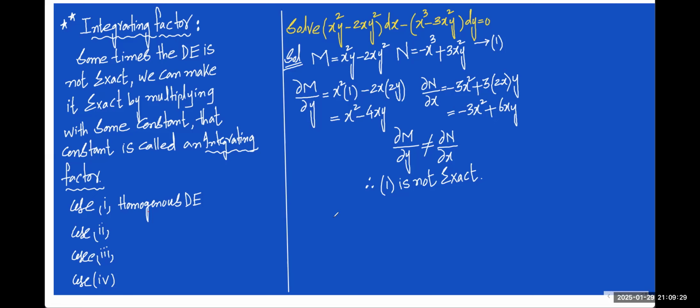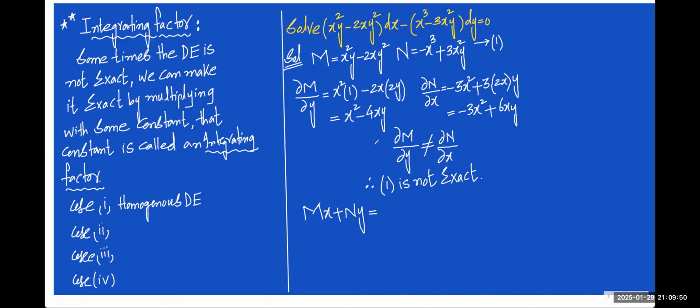So one is not exact. Immediately we have to check the value of mx plus ny, and make sure that this value should not be 0. When do I check this value? When equation number 1 is homogeneous. Okay, listen carefully. It is homogeneous, so I am checking.